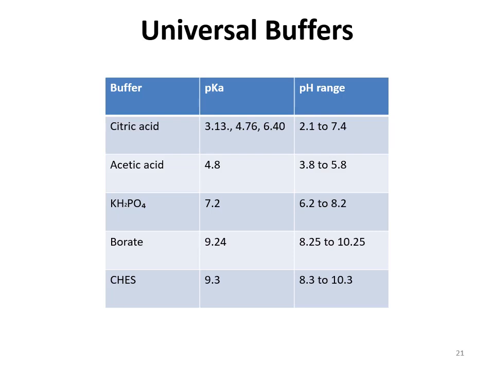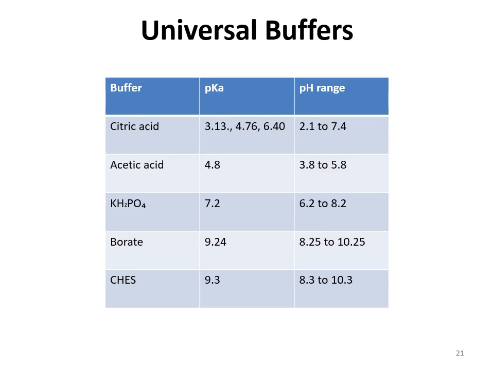Next is the monopotassium phosphate, KH2PO4, and its pK value is 7.2, and its pH range is 6.2 to 8.2. Next is borate. Borate, its pKa value is 9.24 and its pH range is 8.25 to 10.25.